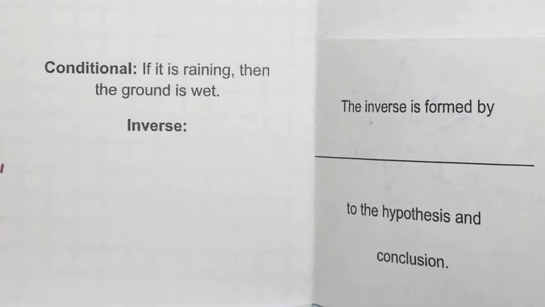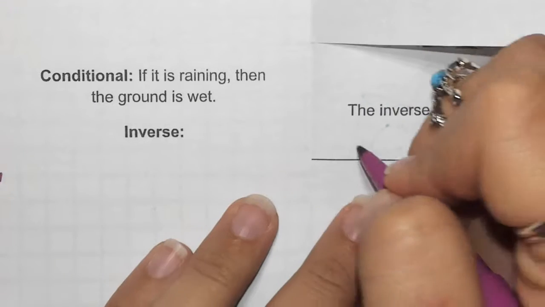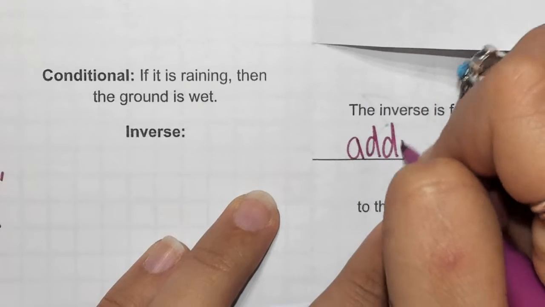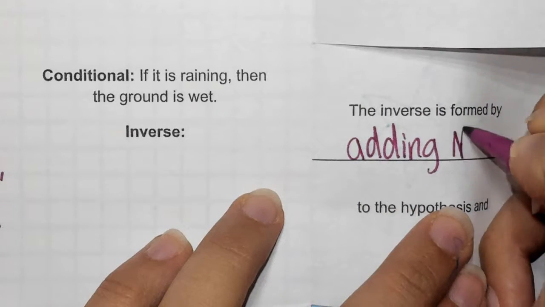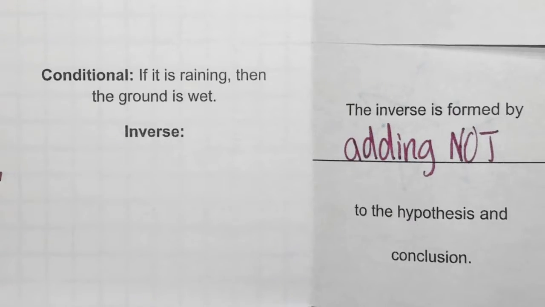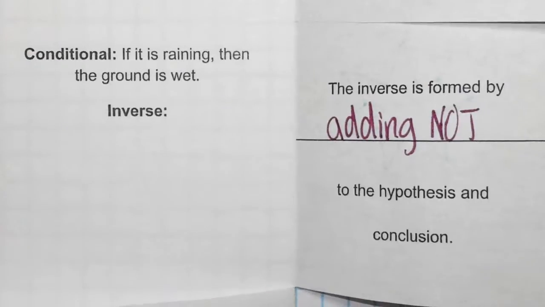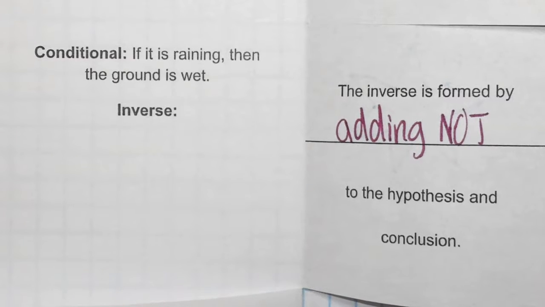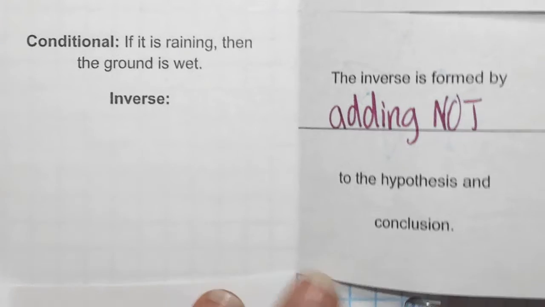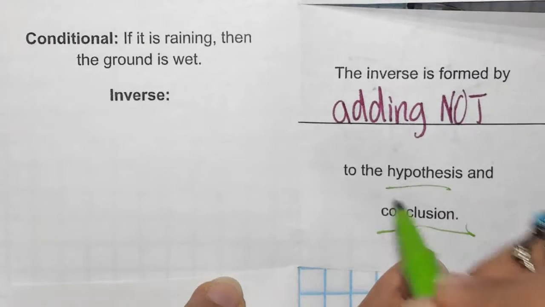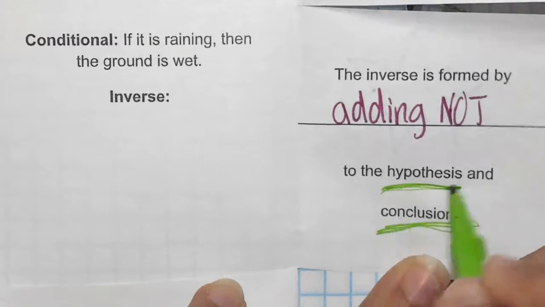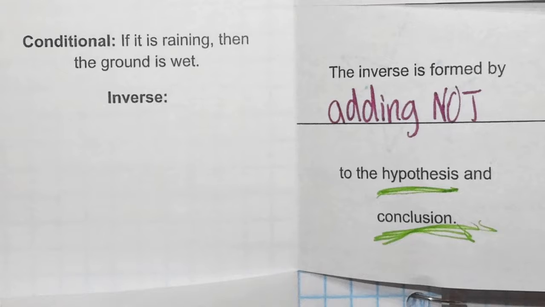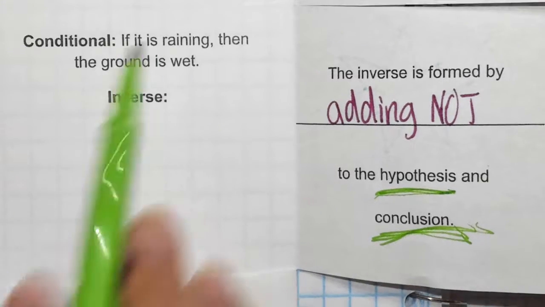Kind of. So the inverse is formed by adding not to the hypothesis and the conclusion. So it's just taking these two things and putting not in there. You don't flip it around. You leave it the same. So converse flips, inverse adds not. So you have to add not to both of these. Both of these, both of these. Does everybody understand? So what would be the inverse of this conditional?